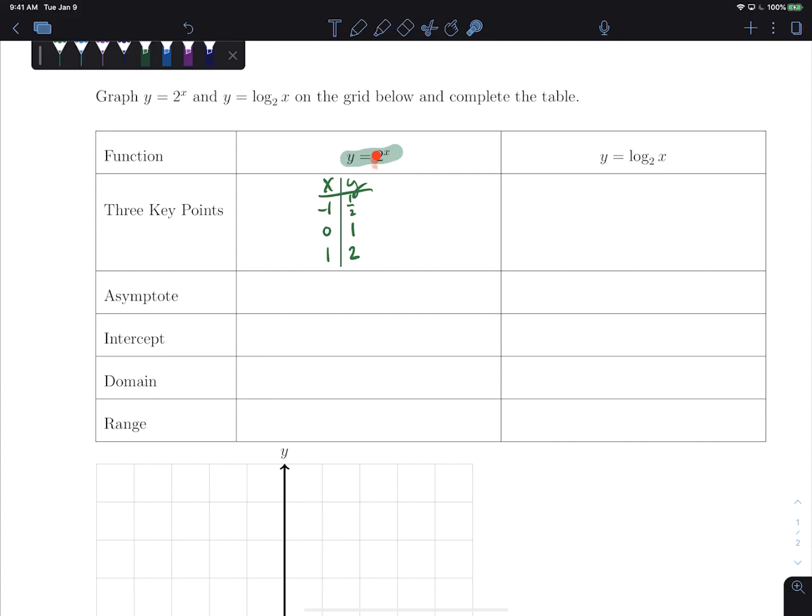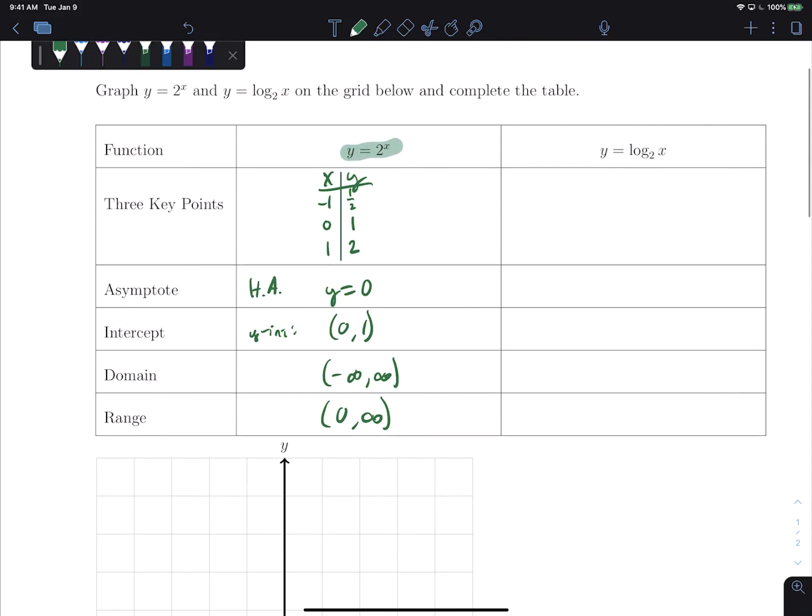Also, because this is just the parent function, the asymptote here is going to be y equals 0. Notice that this is a horizontal asymptote. Now for the intercept, this is specifically a y-intercept of (0, 1), because it's always that middle one right there. Good. And the domain and range are -infinity to infinity and 0 to infinity. This is nothing new.